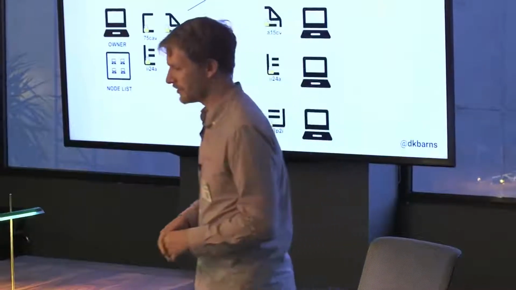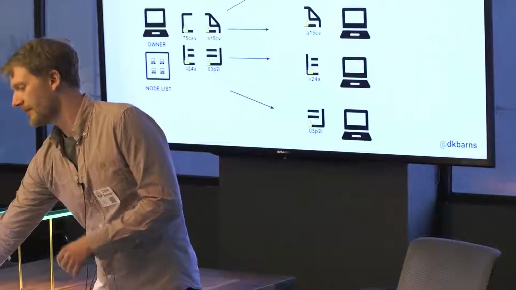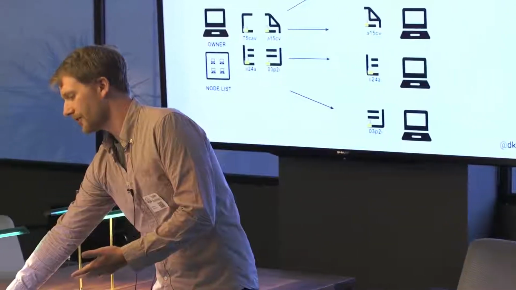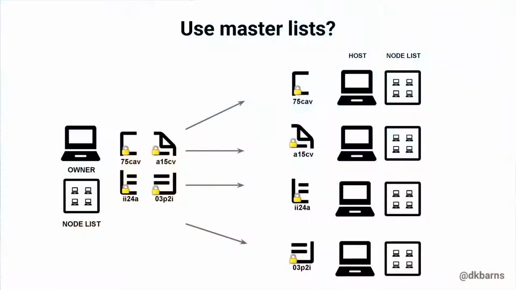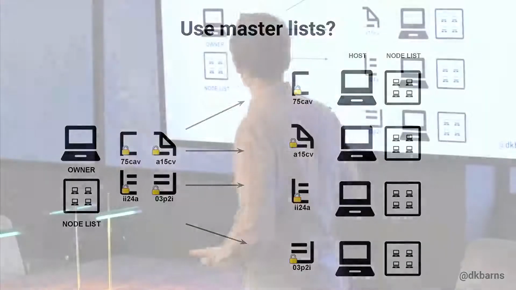But we should think about some properties of the system. One is that all of our nodes are autonomous and equal, so they all need their own node lists. So we're not just dealing with one master node list. We're dealing with n master node lists. So that's getting to be a bit of a pain.